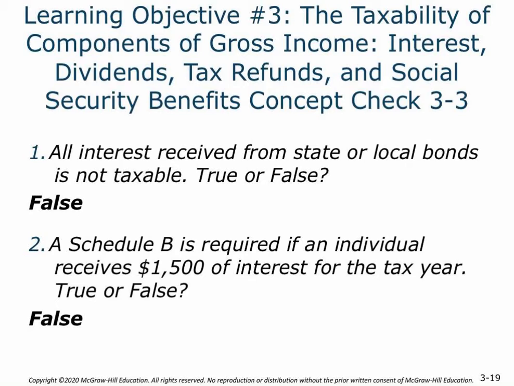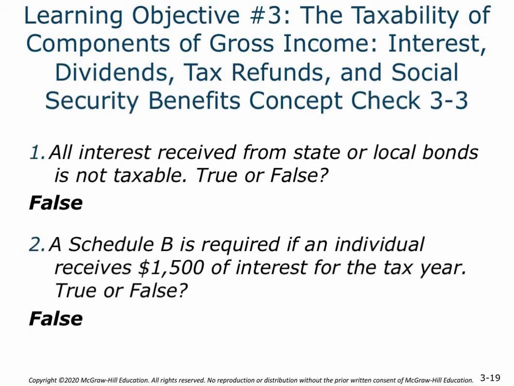So let's take a look at a concept check here. Number one, all interest received from state and local bonds is not taxable. That's going to be false. And then two, a Schedule B is required if an individual receives $1,500 of interest for the taxable year. And that's going to be technically false. It's a little tricky here. It's going to be more than $1,500.